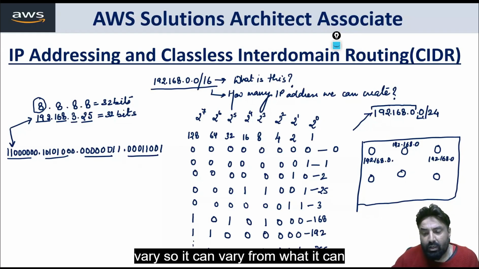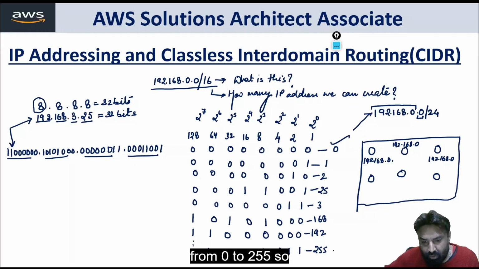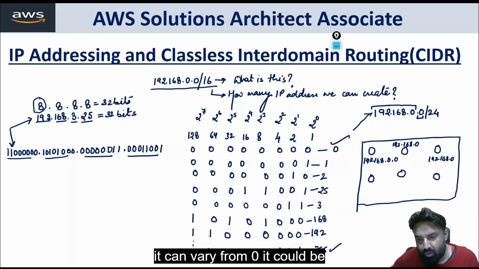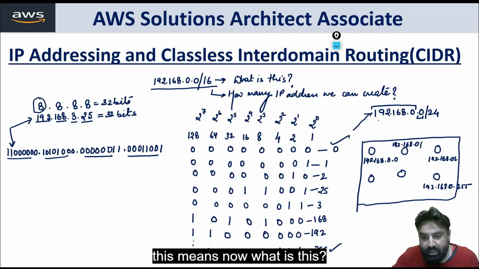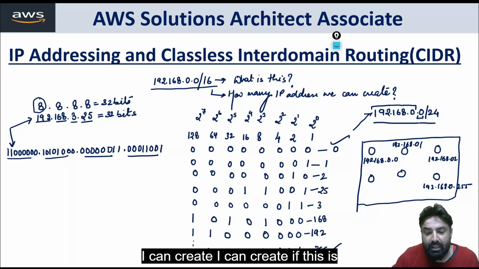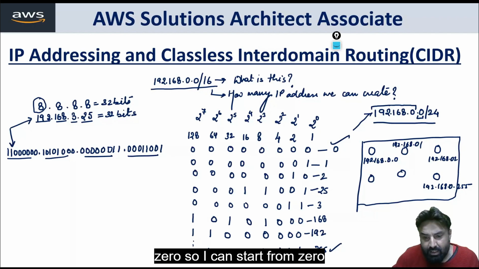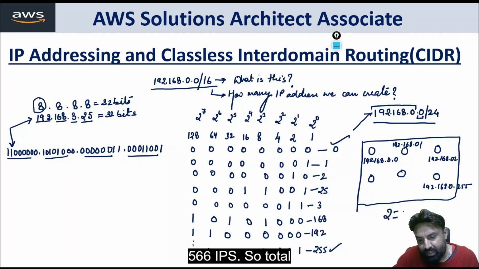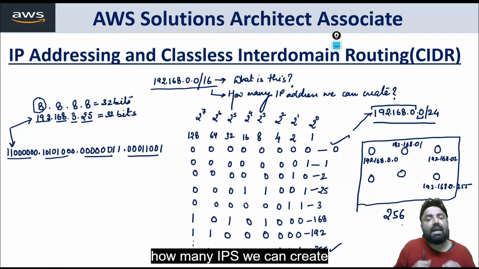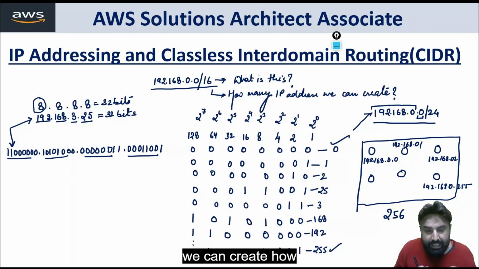So it can vary from what? This is 8 bits, and 8 bits can vary from 0 to 255. So it can vary from 0, it could be 1, this could be 2, and the last could be 192.168.0.255. This is called CIDR. And how many IPs can I create? I can start from 0 to 255. So I can create a total of 256 IPs.